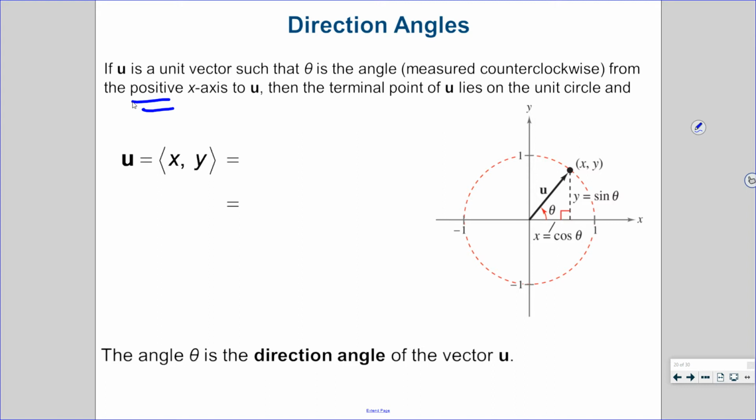So do you guys agree that for this vector u here, the horizontal component would be the cosine of theta? And we talked about that before, why x represents cosine when we did all the unit circle stuff. But because, you know, this is x.